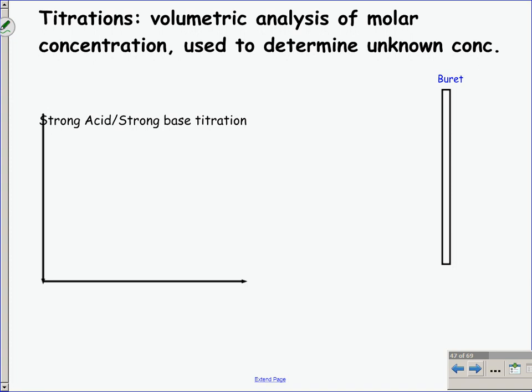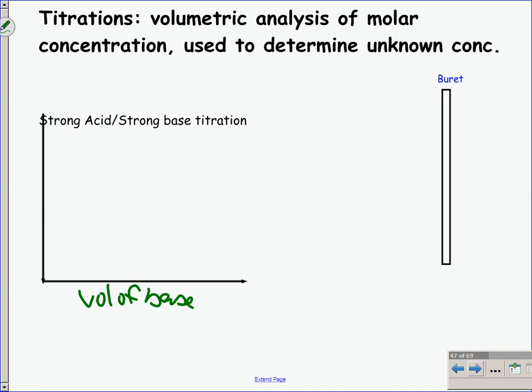I did have you guys draw the pH titration curve on the last page of your booklet, but you can also add more there. So it says volumetric analysis. That curve I was just showing you had what on the bottom axis? Volume of base added.